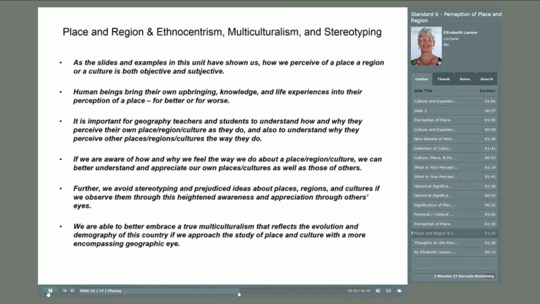Therefore, if we are aware of how and why we feel the way we do about a place, a region, or culture, we can better understand and appreciate our own place or culture as well as those of others. Further, the more we understand and appreciate places, we avoid stereotyping and prejudiced ideas about places, regions, and cultures. We should be observing them through this heightened awareness and appreciation and through others' eyes. Doing this, we are better able to embrace a true multiculturalism that reflects the evolution and demography of this country. And we can look at it with a more encompassing geographic eye.